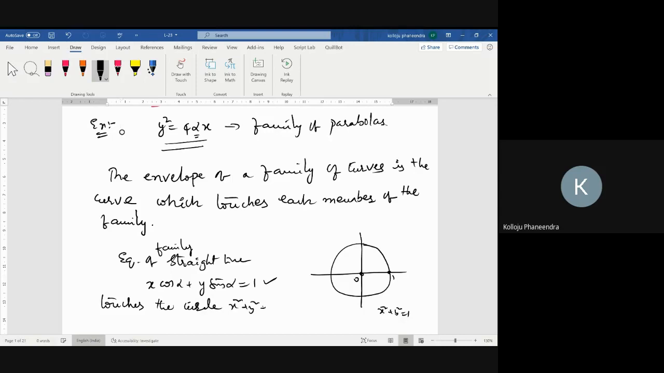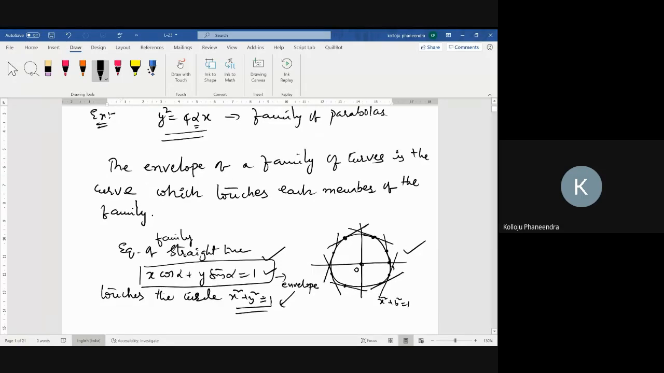This touches the circle x square plus y square equal to 1, meaning what? This is one straight line touching at this point. At this point, another straight line touches the circle. At this point, another straight line. That means each straight line is a tangent to the circle. The straight lines of this nature, x cos alpha plus y sin alpha equal to 1, touch the circle x square plus y square equal to 1. That is why these straight lines are called the envelope for the family of circles. Anyway, we will solve this problem also to find the envelope.